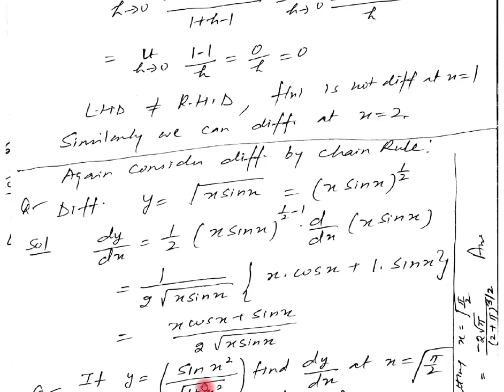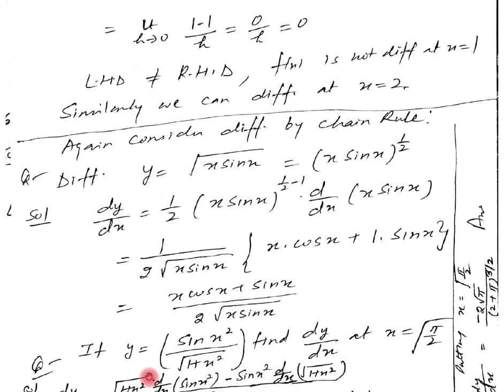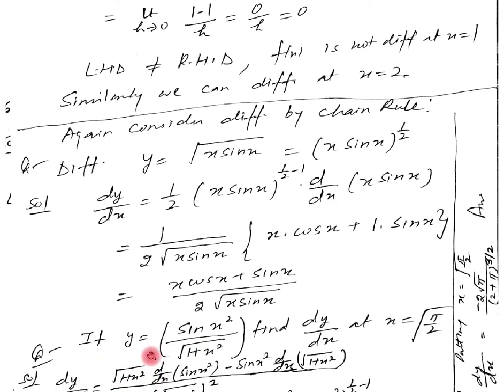Now let us see the next question. The question is: if y equal to this, find dy by dx at x equal to under root pi by 2. It means first we have to find the derivative, then we have to put x equal to under root pi by 2.